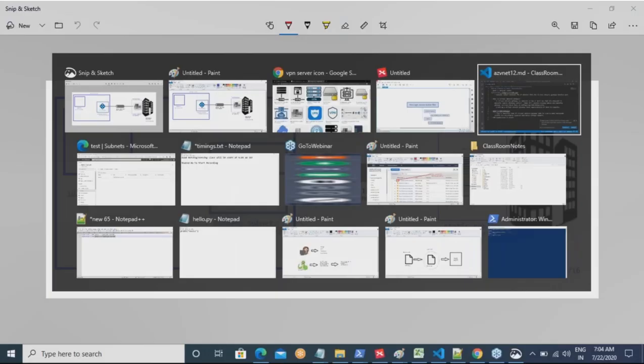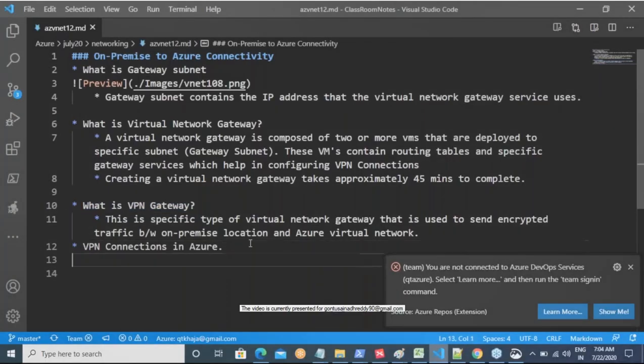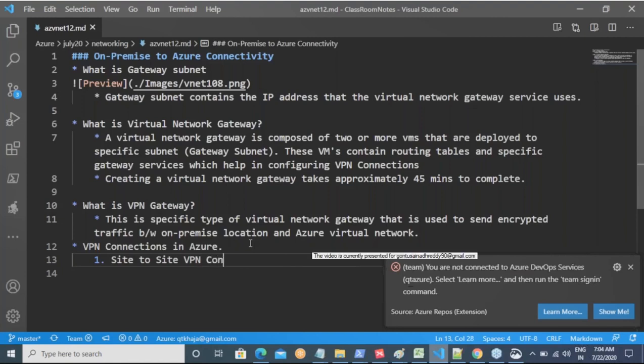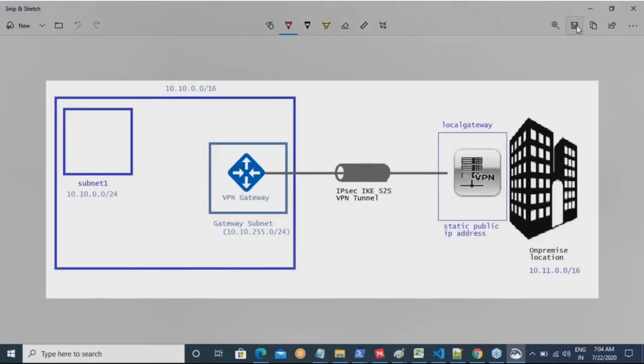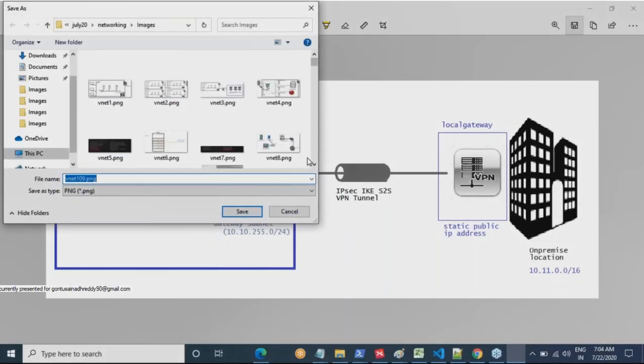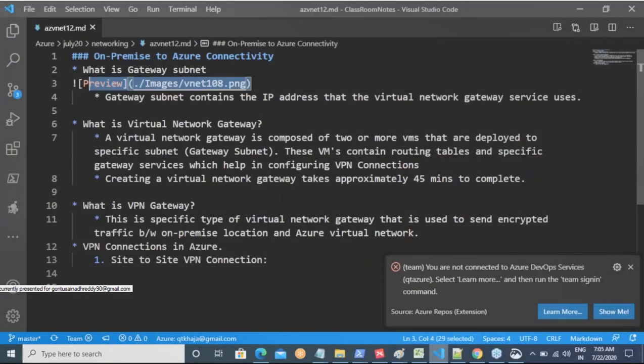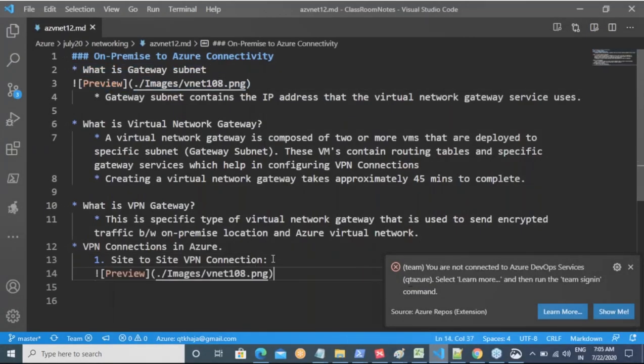Okay. Right. The first type which I want to speak about is site to site VPN connection. Okay. So I'm just drawing this image straight away. Right. Okay. Right. And we can create the site to site VPN in a portal also.